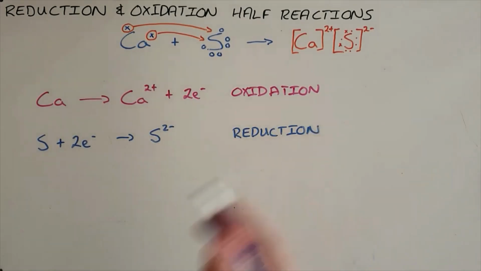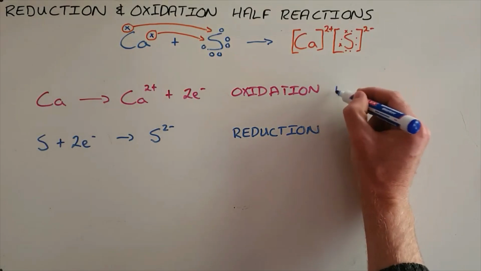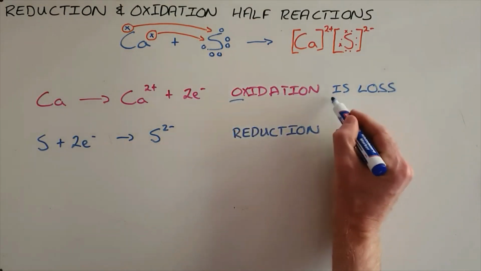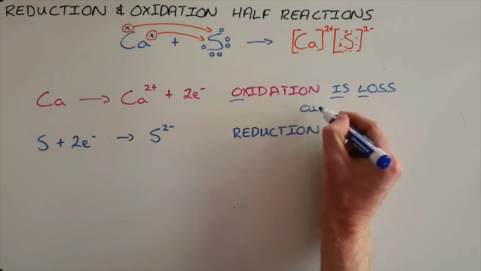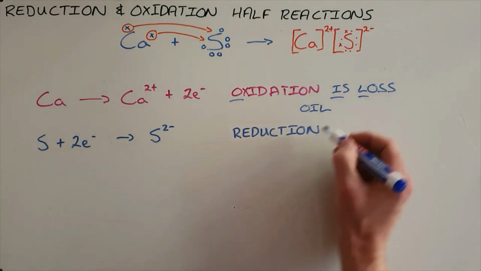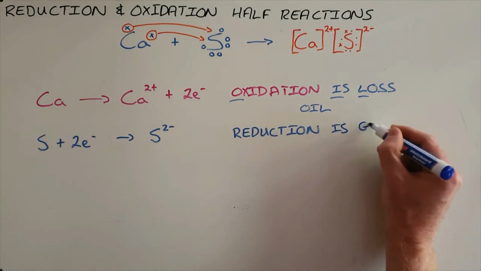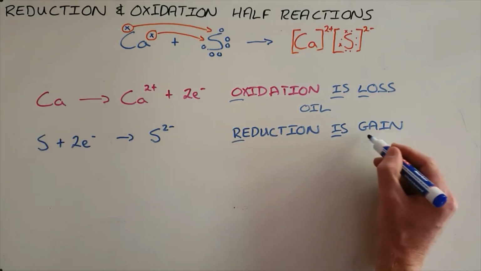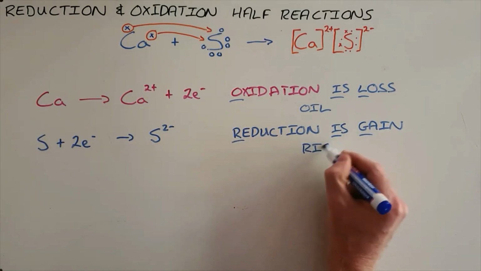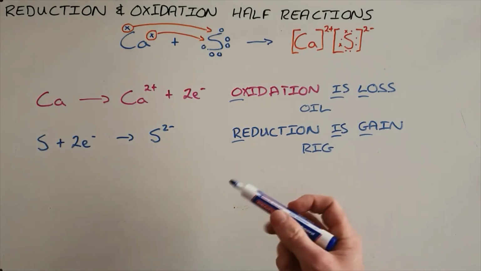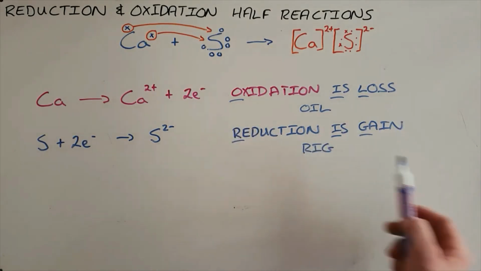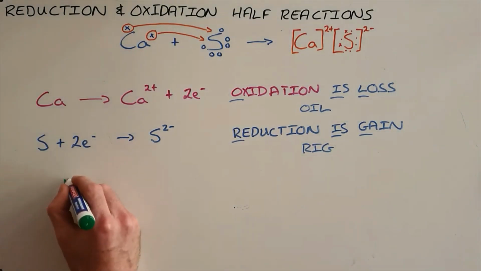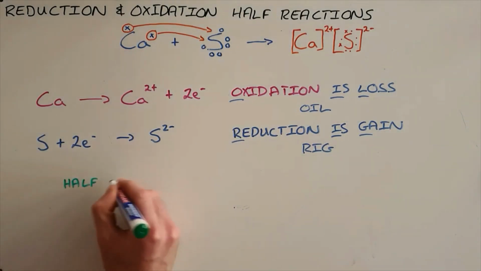And there is an easy way to remember this, and that is that oxidation is loss, which we can simplify to OIL. Oxidation is loss, and reduction is gain, again here referring to the electrons, and that can be simplified to RIG. And so the common term OIL RIG helps us to remember that oxidation is loss and reduction is gain. It is important to note here that these are referred to as half reactions.